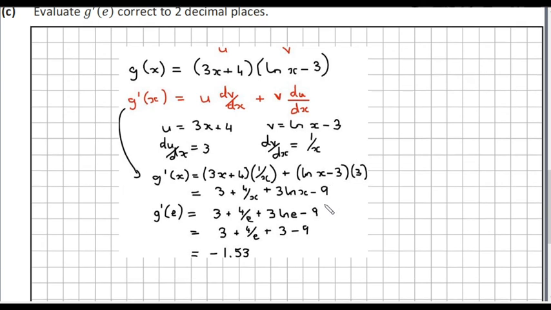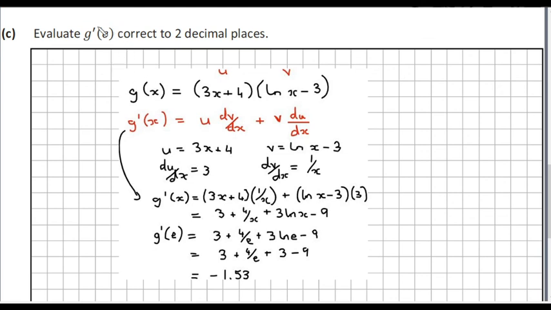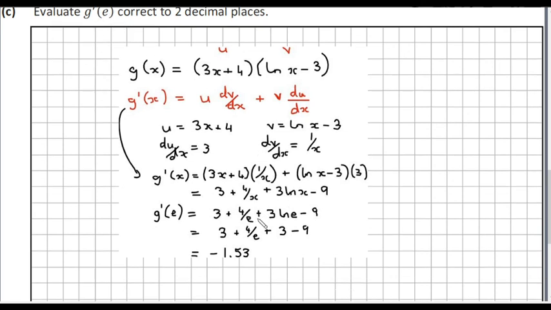So that's what the derivative is, that's what g dash of x is, but they're looking for g dash of e, so you're going to have to sub in e into your derivative. So g dash of e becomes 3 plus 4 over e plus 3 ln e minus 9. I'm just replacing all my x's there with e. So that becomes 3 plus 4 over e, but ln of e itself is 1, so 3 by 1 is 3, minus 9. They want it as a decimal, so you just put that into the calculator and get it as a decimal, and to 2 decimal places it's minus 1.53. And that's question 3 completed.